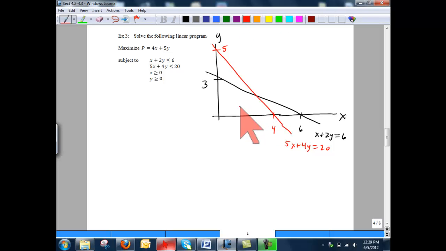If we go through with our check-a-point and see which side of the lines you want to be on, in particular for the black line, 0, 0, the origin works. 0 plus 2 times 0 is less than or equal to 6. So I want to be on this side of the black line. Check the origin for the second inequality. I want to be on this side of the red line. The other inequalities tell me I want to be on this side of the y-axis and this side of the x-axis. So the feasible region is out in here.